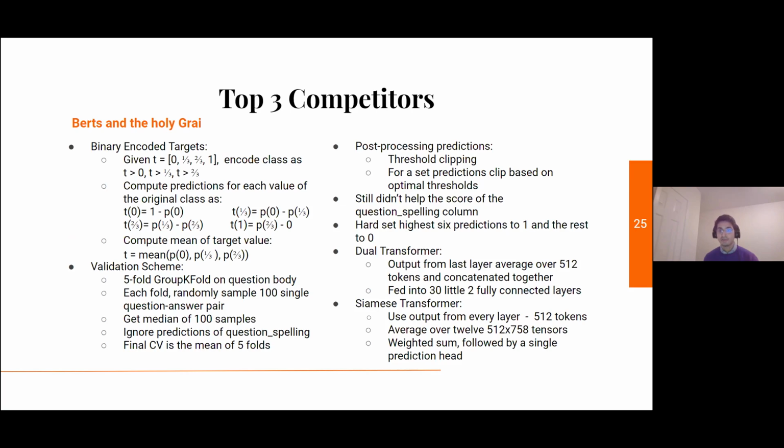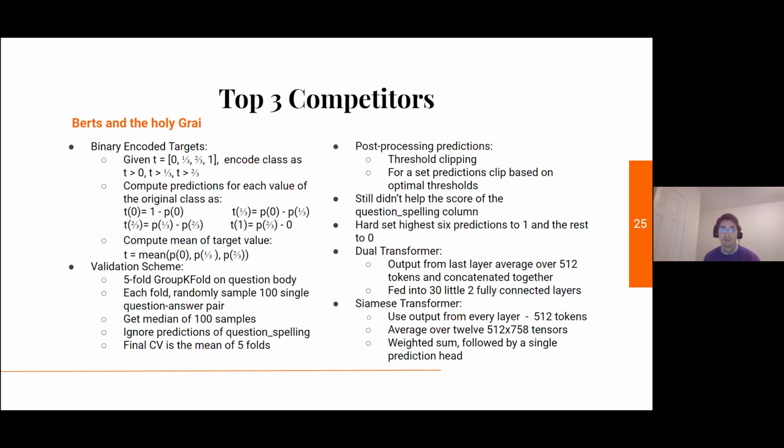And then they did the similar thing for post-processing. They did threshold clipping. They didn't elaborate how they got selected optimal thresholds, but that's how they clipped using some form of optimal thresholding. But it didn't work for their question spelling column. And so what they decided to do was to hard set the first 6 or the highest 6 predictions to 1, and then they set the rest to 0.